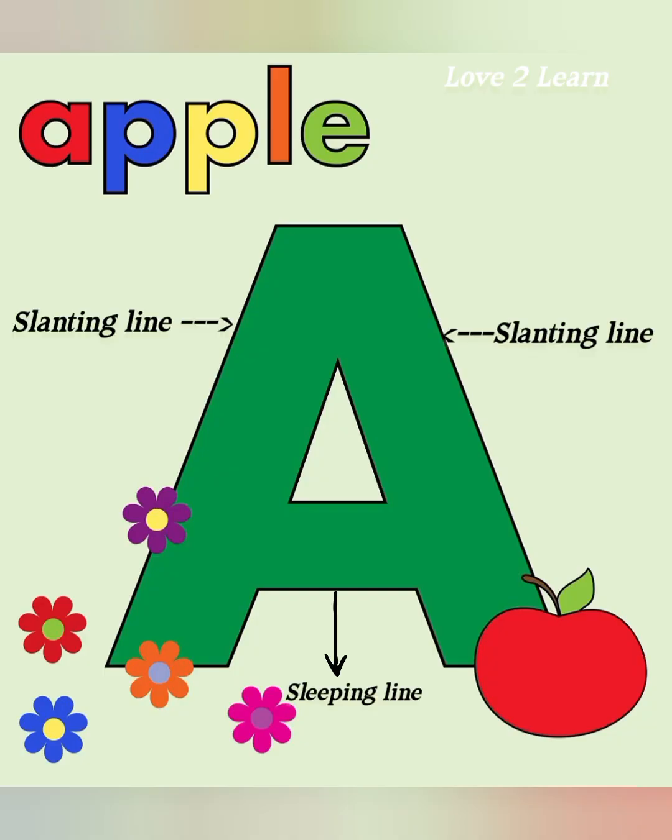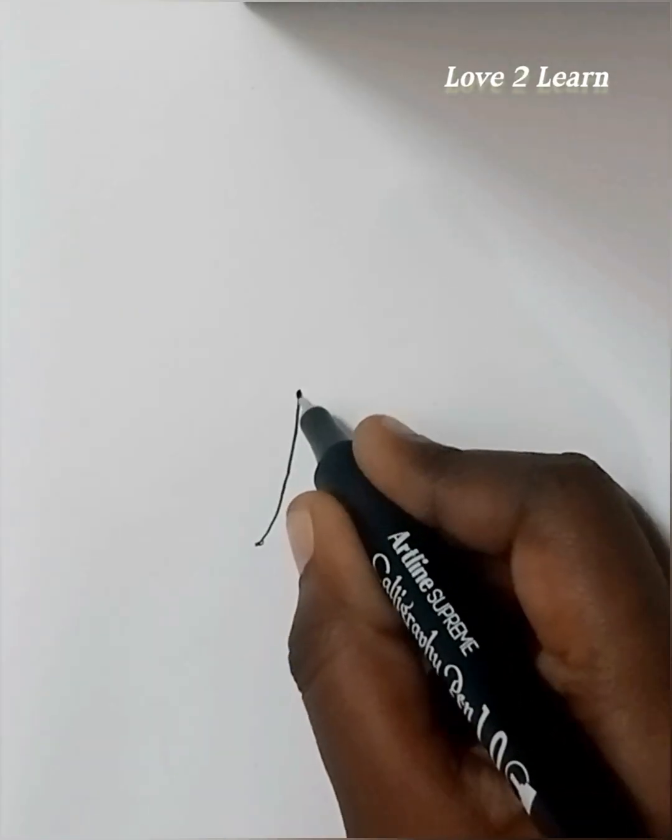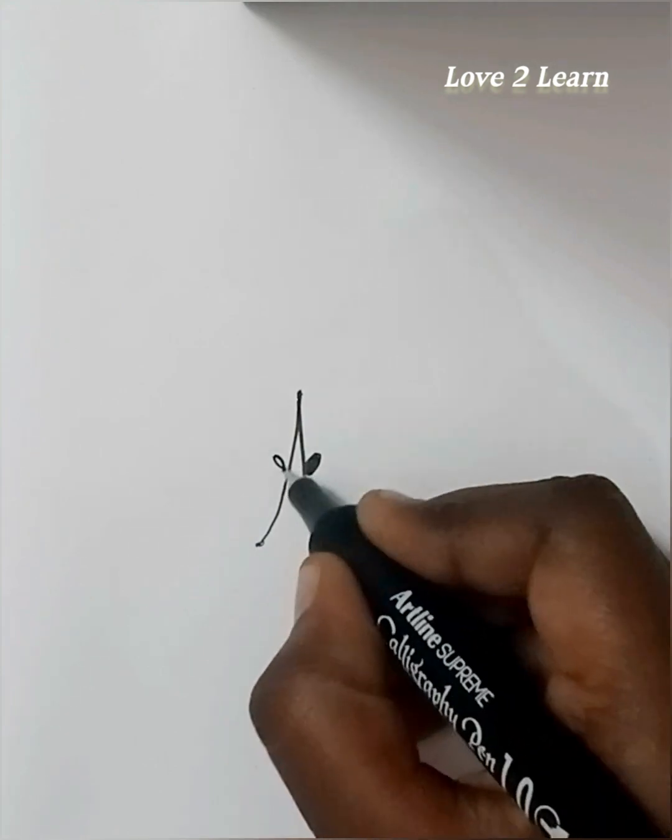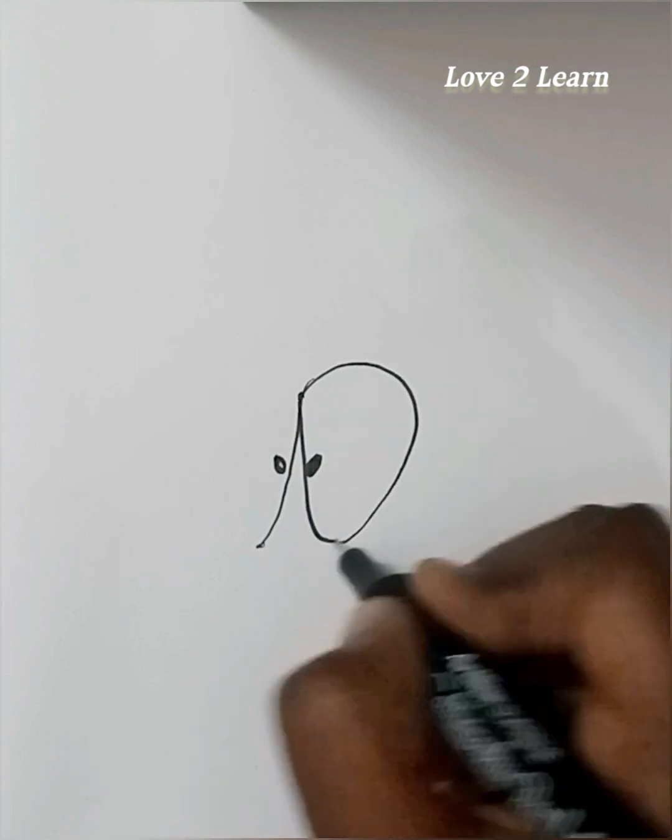Here, alphabet A is used with 2 slanting lines and 1 sleeping line. Now we are going to use 2 slanting lines to draw a cut apple. So you all know apple is good for health, isn't it?